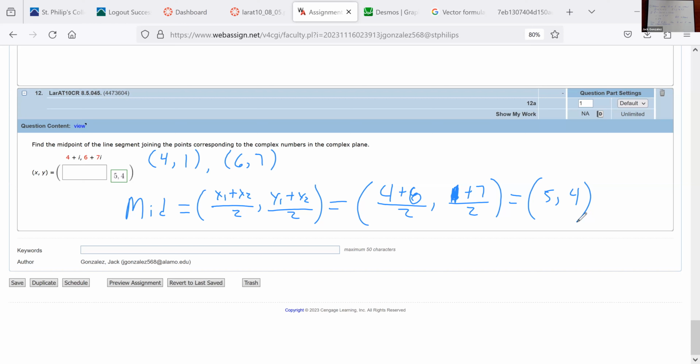Any questions on this section? It's pretty much it. It makes so much sense. Kind of feels like a review. Yeah, it kind of does, using midpoint and distance.